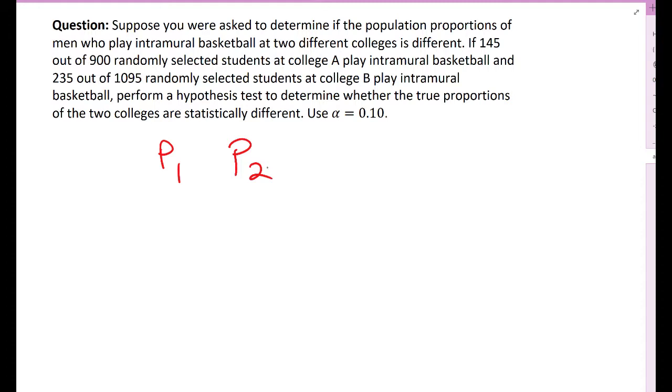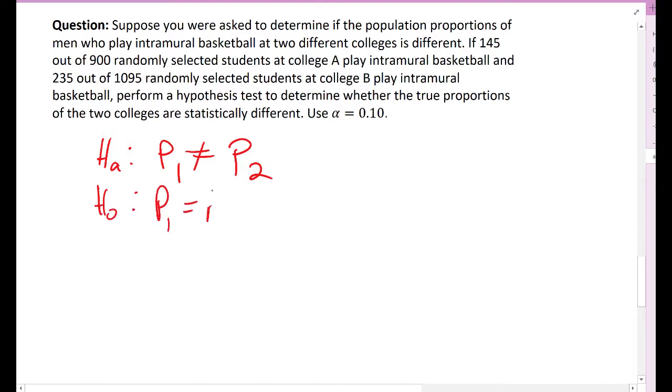So we are trying to determine if the proportion at college A is different than the proportion at college B. Different means not equal to. That is our claim, which is the alternative hypothesis. The null hypothesis is p1 equals p2. Always start with your hypotheses.